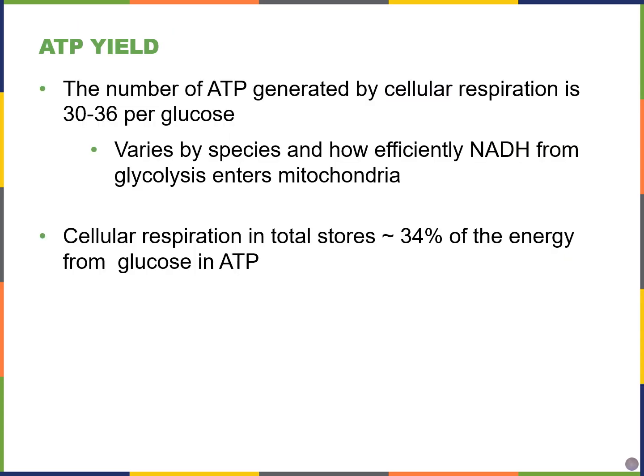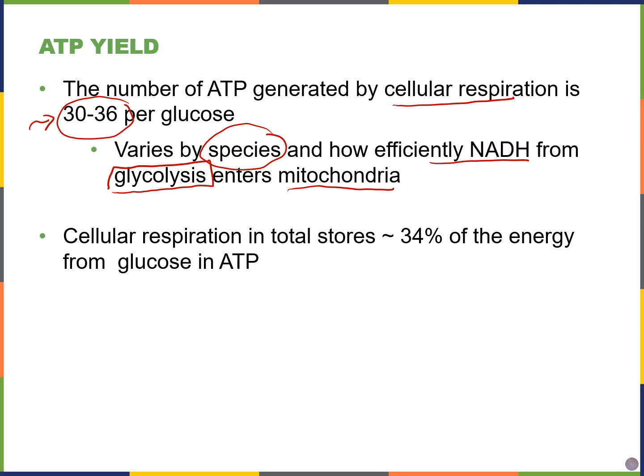So overall, if we consider all of the ATP that we produced through the method of cellular respiration, it's approximately 30 to 36 ATP molecules per glucose. So this really varies depending on what kind of cell or species we're looking at. And it also depends on how efficiently NADH is shuttled from the cytoplasm of the cell, remember, that's where glycolysis happens, into the mitochondria where the electron transport chain is found. Overall, we'll just remember somewhere in the 30s. That's how many ATP are produced per glucose molecule.